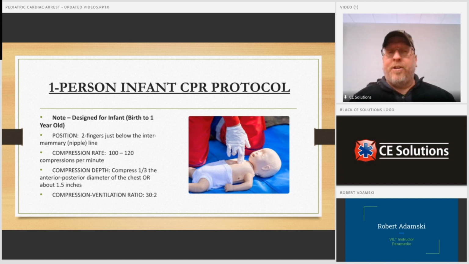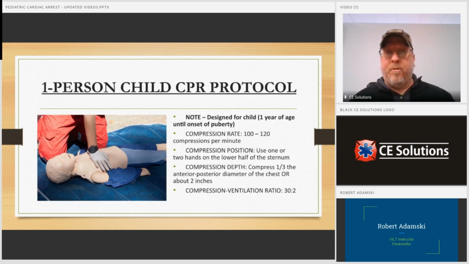And remember, our compression ventilation ratio is 30:2. So 30 compressions, 2 breaths, 30 compressions, 2 breaths. That's your compression ventilation ratio.